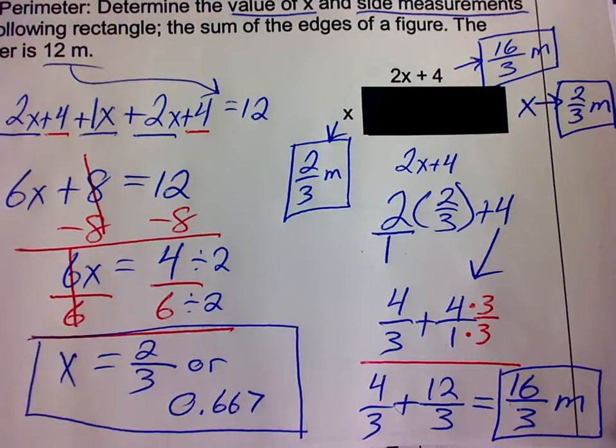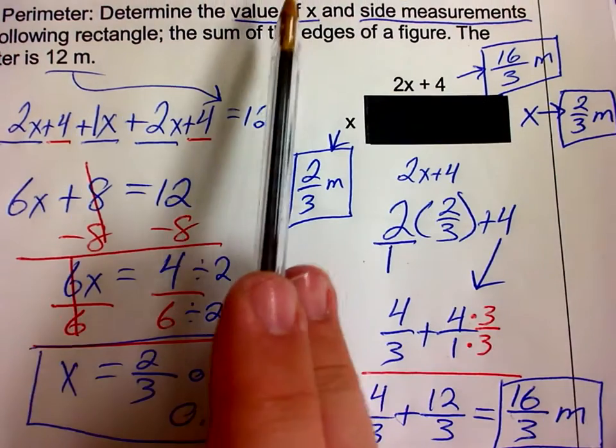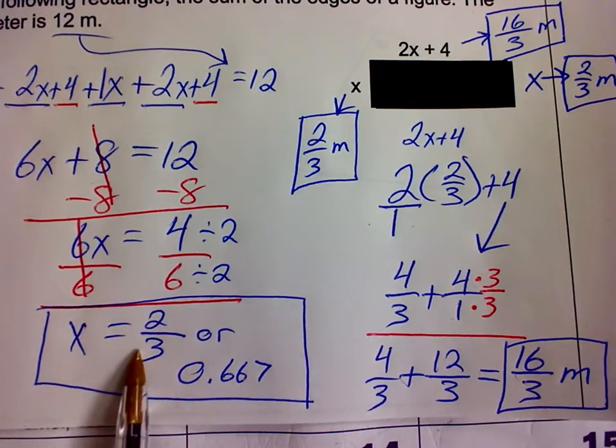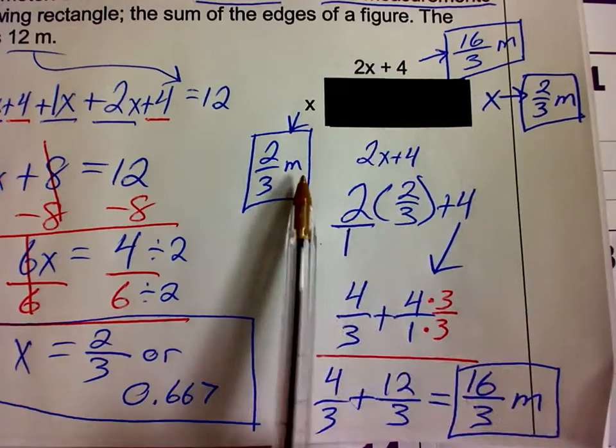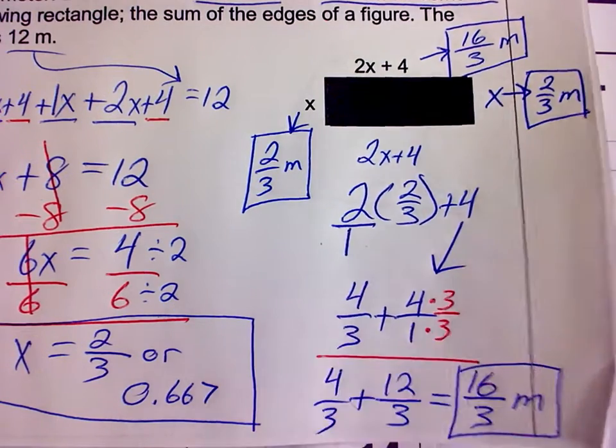Now, before moving on to the next problem, what we want to make sure is, did we find the value of x? Yes, we did. Did we find the side measurements? 1, 2, 3, and 4. Yes, we did.